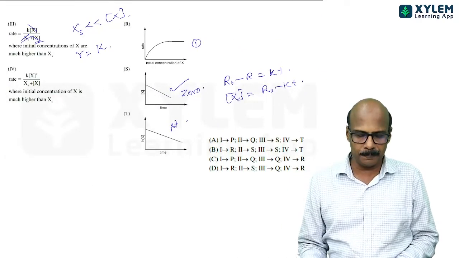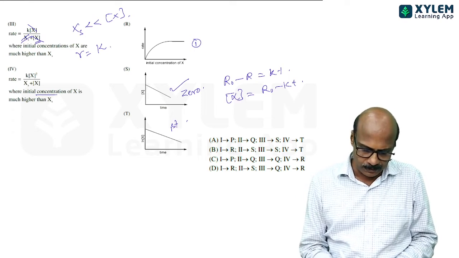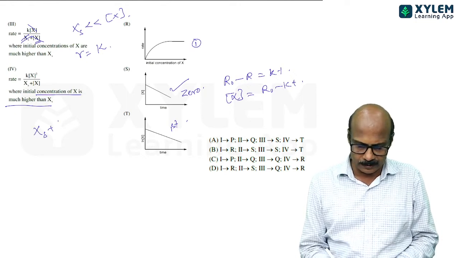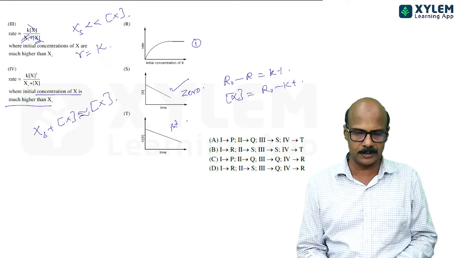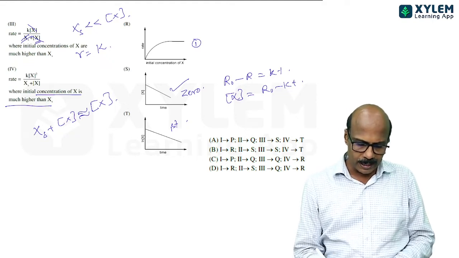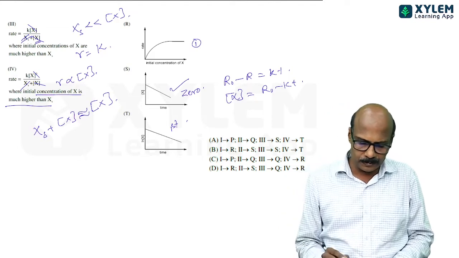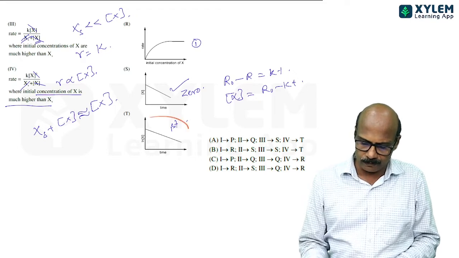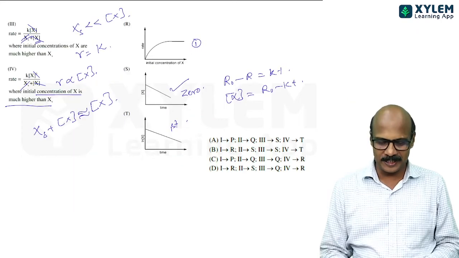And what about the fourth one? In the case of the fourth one, Kx square divided by Xs plus X, but initial concentration of X is much higher than Xs. In that case, Xs plus concentration of X is nothing but concentration of X itself, because Xs is much less compared to concentration of X. And in that case again, this is a first order kinetics, since R is proportional to concentration of X. We have already seen for a first order kinetics, graph T and also graph Q are applicable. Am I right? Now let me go to the next question.